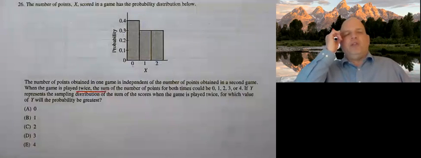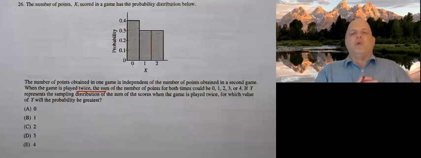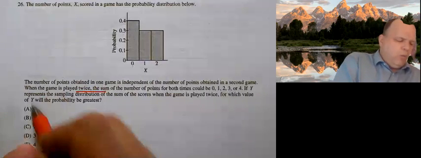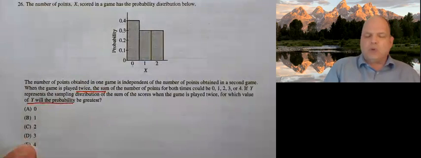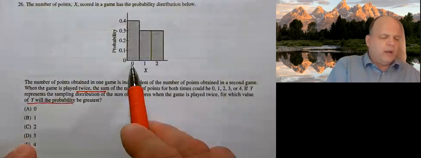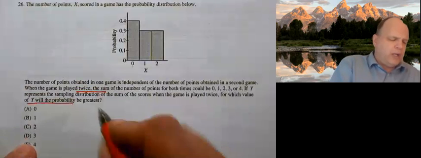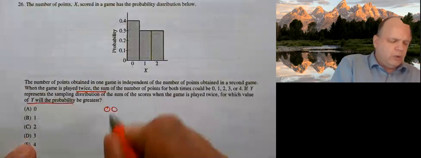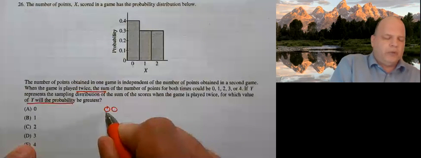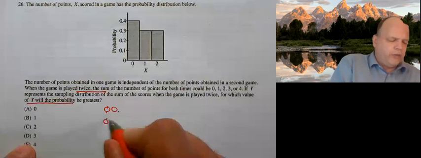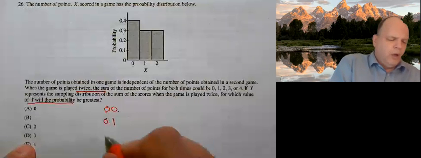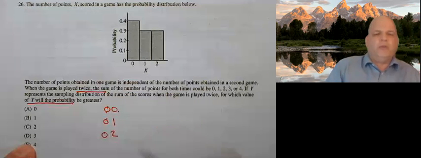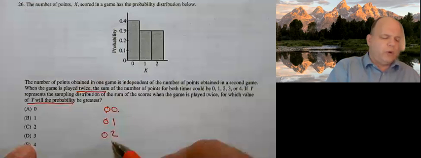If y represents the sampling distribution of the sum of the scores when the game is played twice, for which value of y will probability be greater? Well, I'm playing it twice, so what are my combinations? Well, I could get a 0, 0. 0 on the first game, 0 on the second game, 0 on the first game and 1 point on the second game, or 0 on the first game and 2 points. That's all the possibilities with 0.